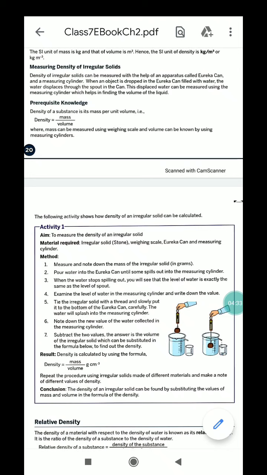Now, when an object is dropped in the Eureka can filled with water, the water displaces through the spout in the can. This displaced water can be measured using the measuring cylinder, which helps in finding the volume of the liquid. So, if we know the volume of the liquid, then we have to measure the mass of the liquid. After getting the mass and volume of the liquid, we may use our previous knowledge from here.